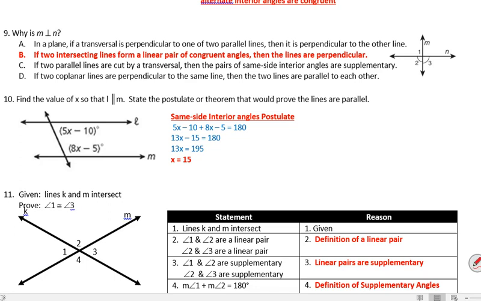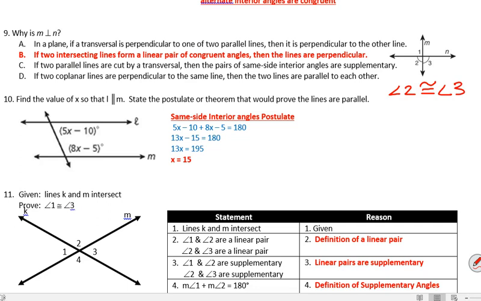So let's look now at number 9. It says, why are lines M and N perpendicular? That's what that upside down capital T means. So I notice over here that angle 2 is congruent to angle 3. So we're going to work through these statements here.